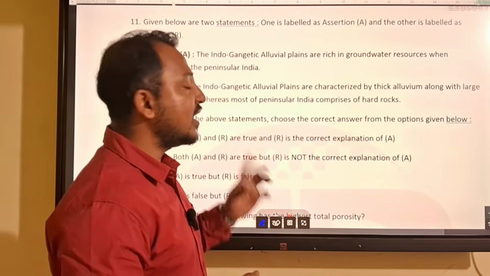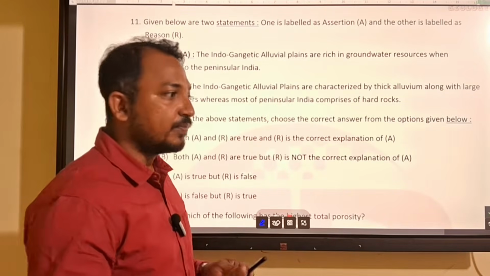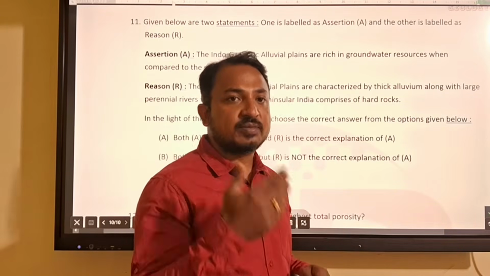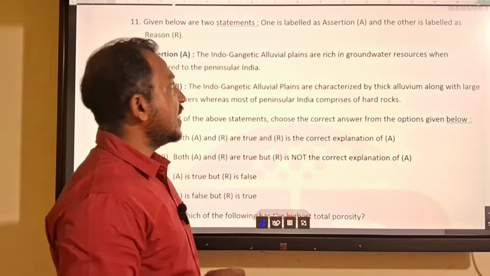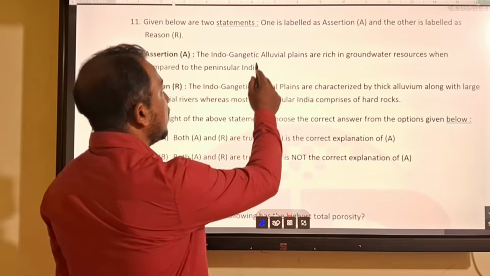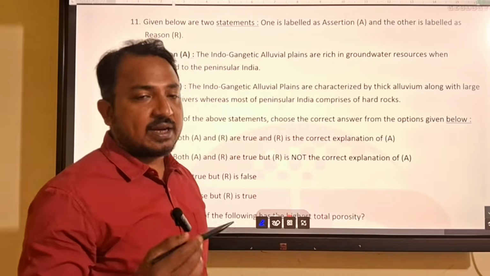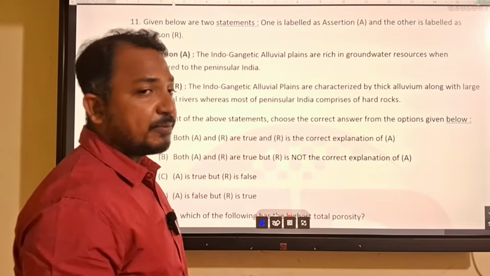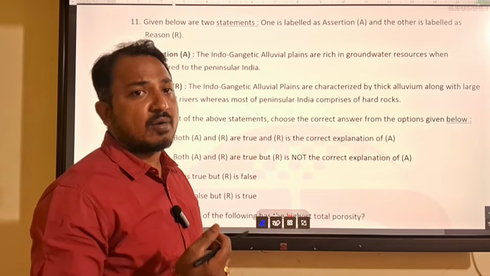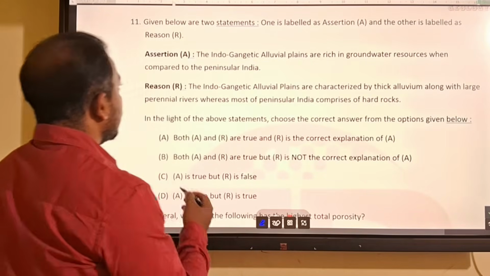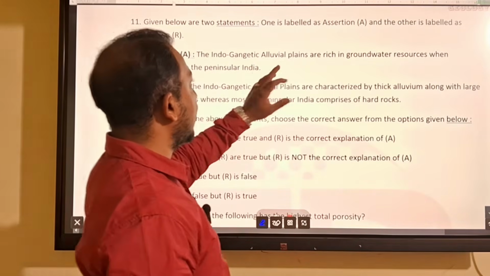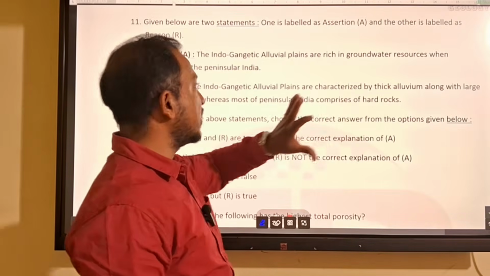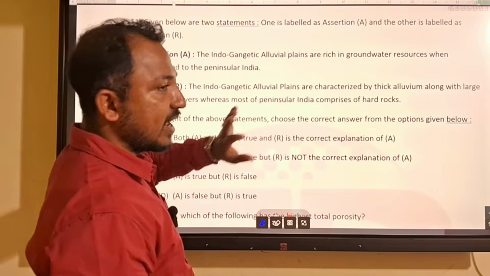But the Indo-Gangetic plain consists of alluvial sediments derived from the rivers from the Himalaya. Because of the presence of alluvial plains, they are highly porous and permeable, so they can contain more groundwater. So this statement will be correct: the Indo-Gangetic alluvial plain is rich in groundwater resources when compared to peninsular India.